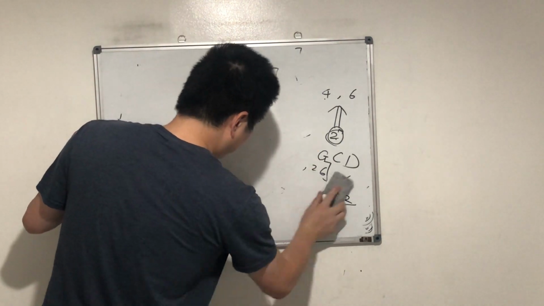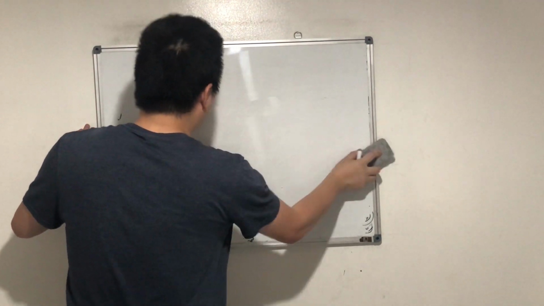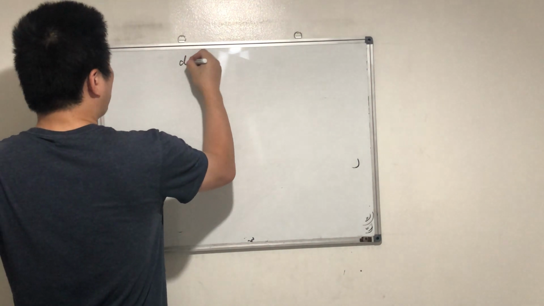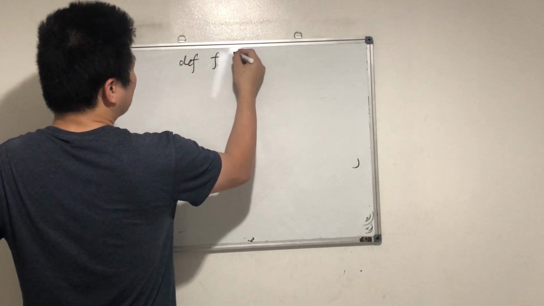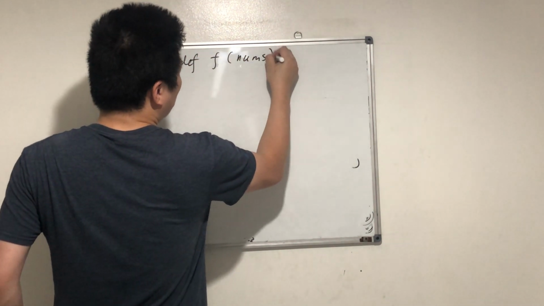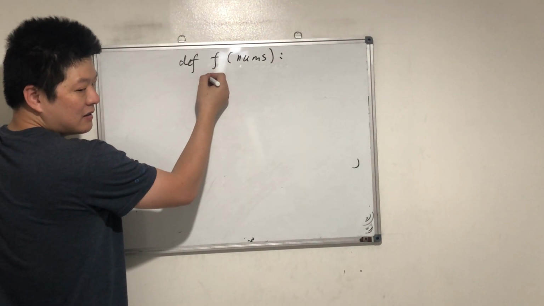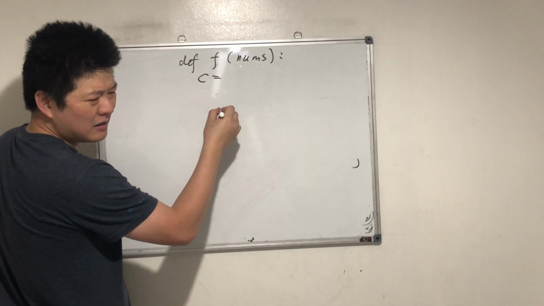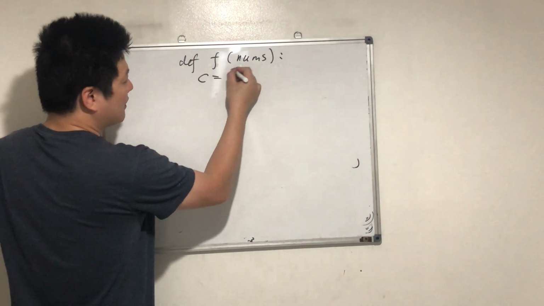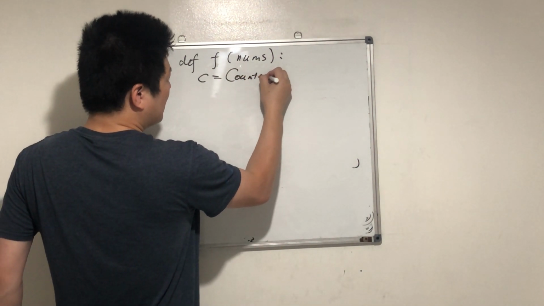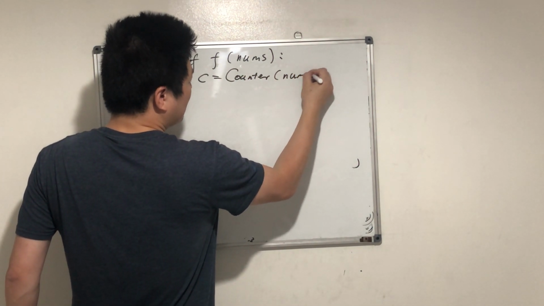Okay, I'm going to write this, okay? You tell me. Define, come on. f, let's create f function nums. So first of all, we want to do what? Let's do c equals what? Counter. Counter nums.